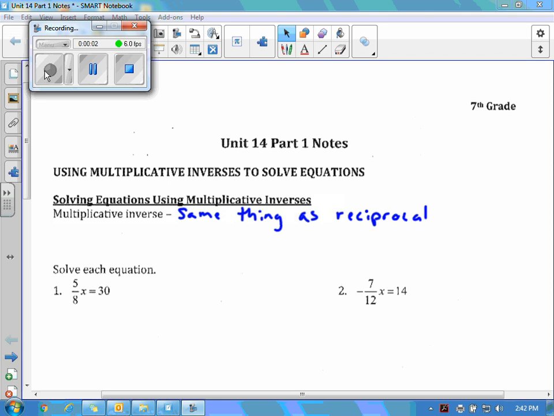In Unit 14, Part 1, we are talking about multiplicative inverses. So in Unit 14, we're talking all about solving equations that involve fractions. So we need to start by defining a multiplicative inverse. A multiplicative inverse is the same thing as a reciprocal, which we talked about when we were dividing fractions. So when you multiply a number and its multiplicative inverse, the product is 1.